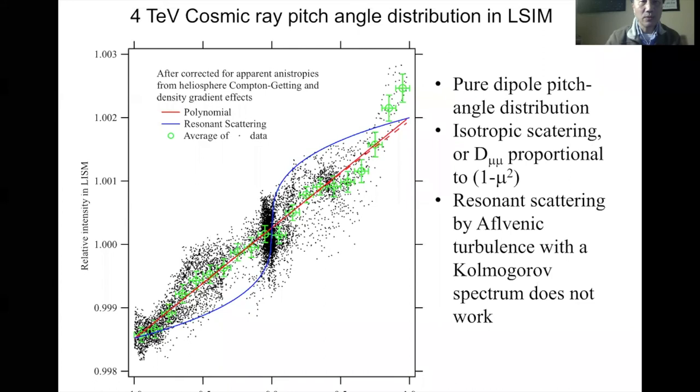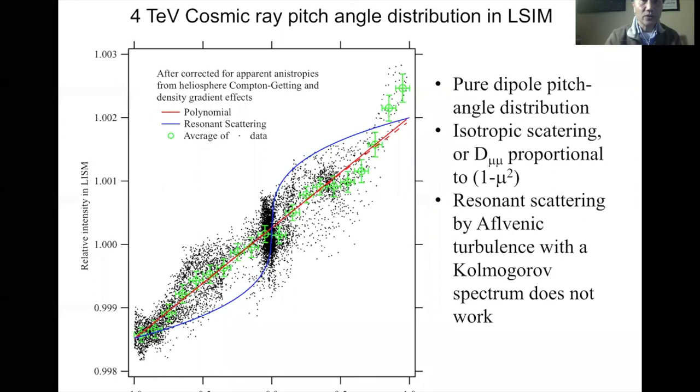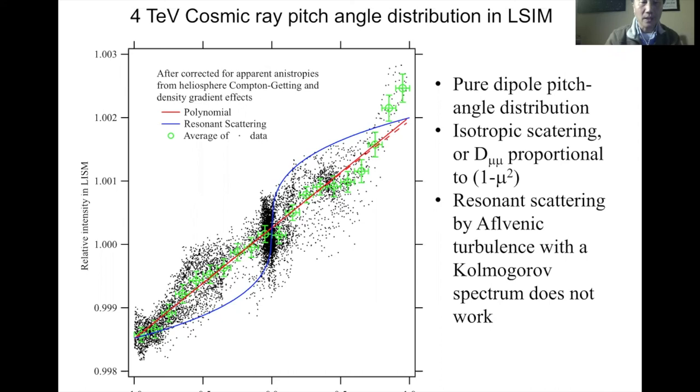We have obtained the cosmic ray distribution as a function of cosmic ray pitch angle cosine in the local interstellar medium after mapping the angles to the local interstellar medium. After the correction of cosmic ray intensity by the Compton-Getting effect and the density gradient effect, we obtain the pitch angle distribution of cosmic rays in the local interstellar medium. It is almost linearly proportional to the cosine of the pitch angle, indicating it is isotropic scattering by the local interstellar magnetic turbulence. The scattering by Alfvénic turbulence with a Kolmogorov spectrum would produce a distribution following the blue line, and this is not consistent with what is observed.